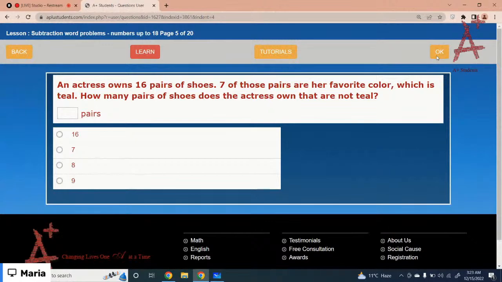Okay, an actress owns 16 pairs of shoes. 7 of those pairs are her favorite color, which is teal. How many pairs of shoes does the actress own that are not teal? So basically you have to do 16 take away 7. So 16 take away 7 equals, who knows the answer?